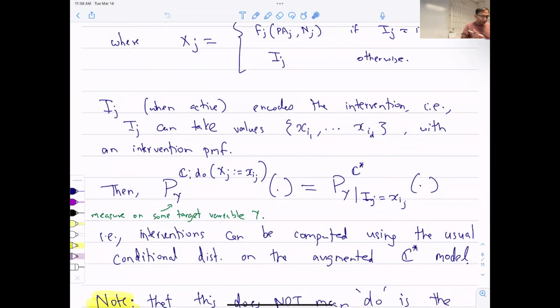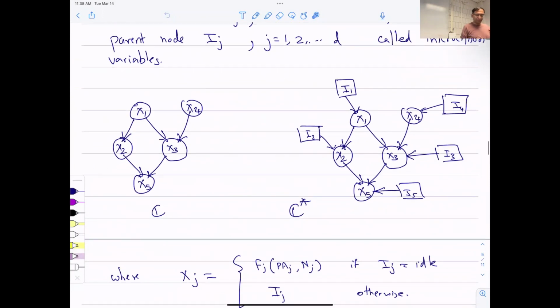The important thing to notice is the following. In this graph, conditioning on this node is the same as intervening in this graph. Because as we just saw, doing and conditioning are the same for nodes with no parents. So I can reason through standard conditioning on this graph and reason about interventions in this graph. Of course, the joint distribution in C star is different from that on C. Basically, I've just pushed the problem elsewhere through this encoding.